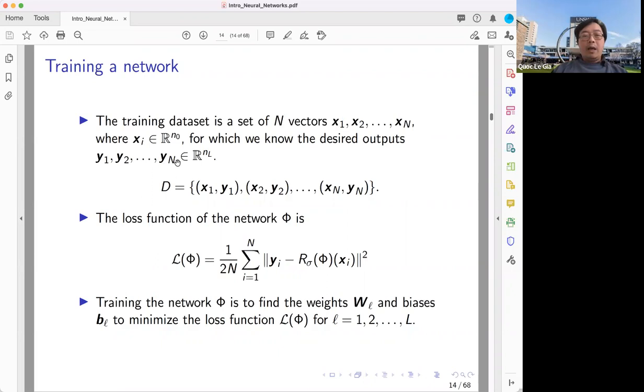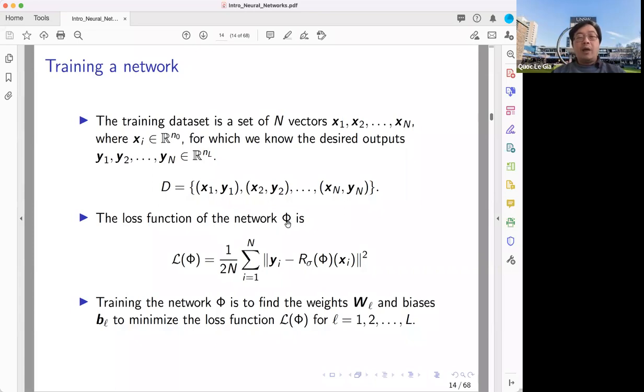So the y1 up to yn are known. And it could be a single number, in which case you just have either 0 or 1, or plus 1 or minus 1, true or false. It's a classification problem. But it could also be a vector, suppose you have a multi-class classification problem, with class 1 or class 2. Essentially just a vector in R^{n_L}. So they are known.